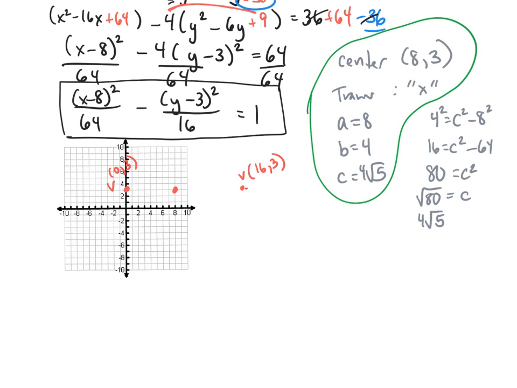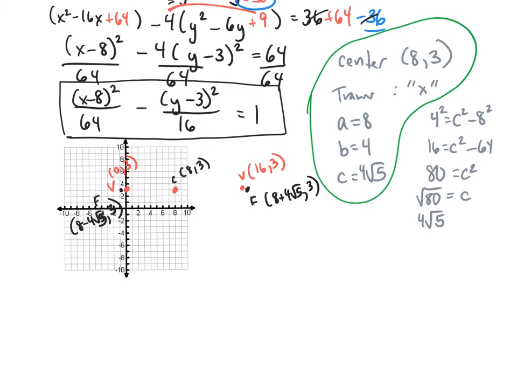Now, if I think of the foci, 4 radical 5 is real close to 9, so it should be just slightly past there. So remember, the center was 8, 3, so I'm adding on to the x. So it's going to be 8 plus 4 radical 5, comma 3. And just slightly past here, 8 minus 4 radical 5, comma 3, pardon me.